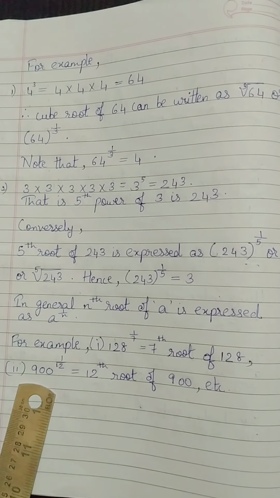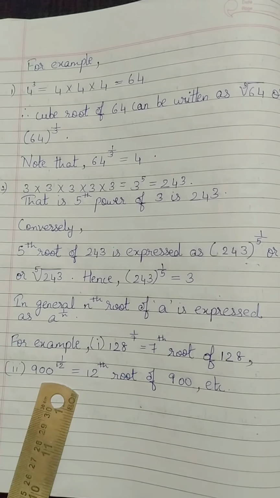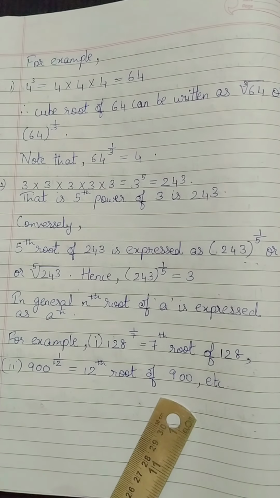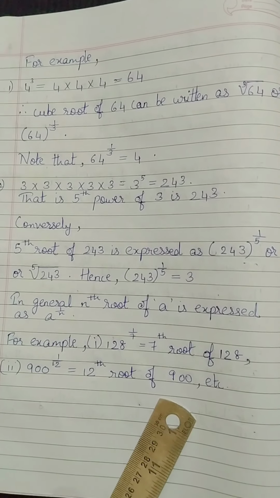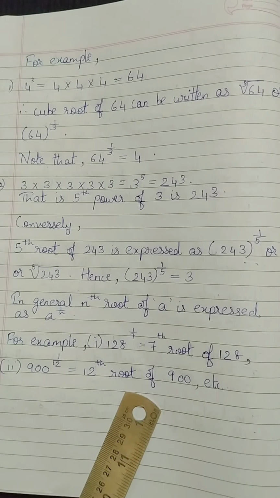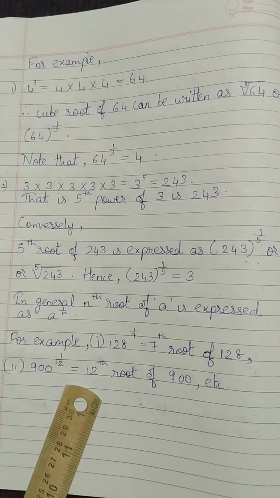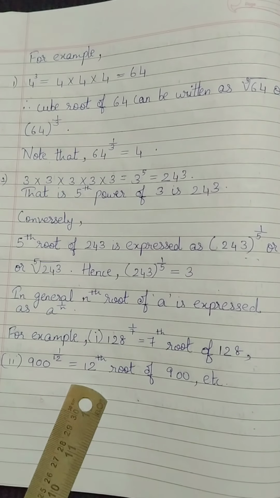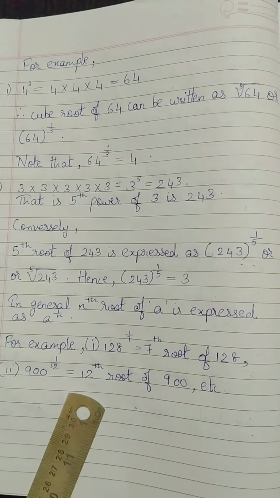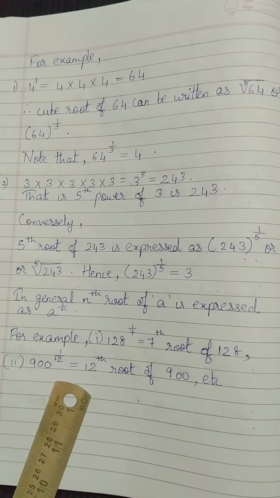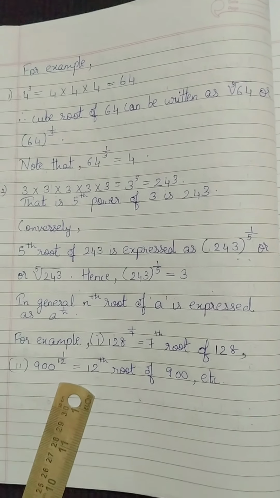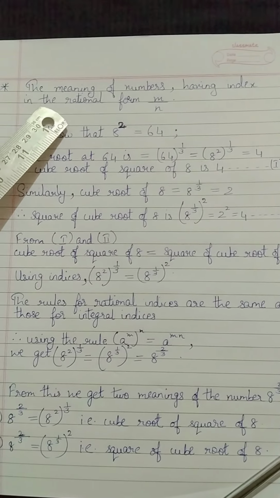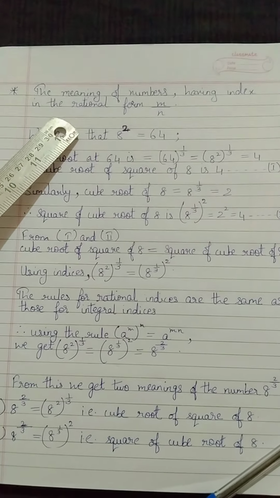Another example, 900 raised to 1 upon 12 is equal to the 12th root of 900. I hope you all understood this, and the index we can mention, or show, in the form of a rational number also.